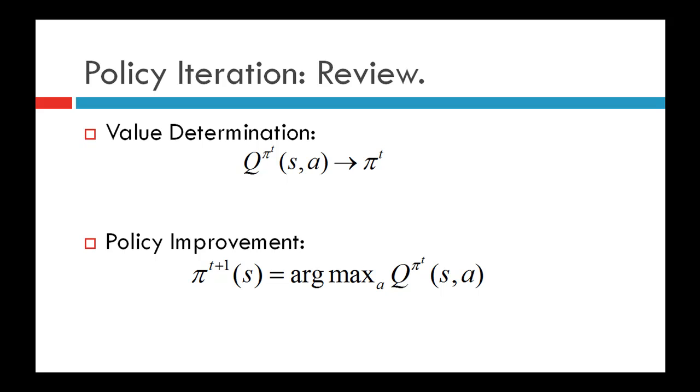Here's a review. The value determination step finds the state action value function for the policy pi t, which is denoted as q pi t, and then the policy improvement step makes the policy pi t plus 1 a greedy policy with respect to the state action value function of policy pi t.